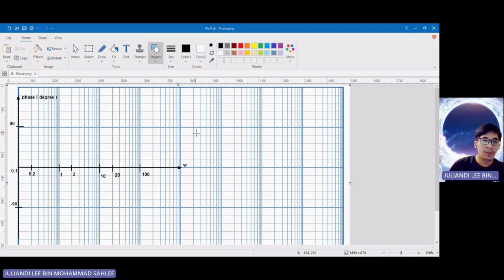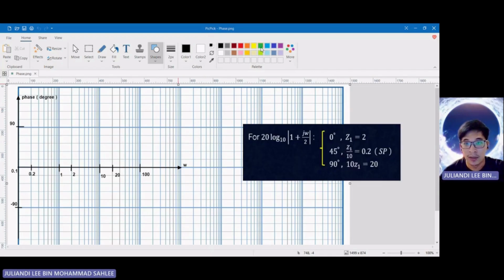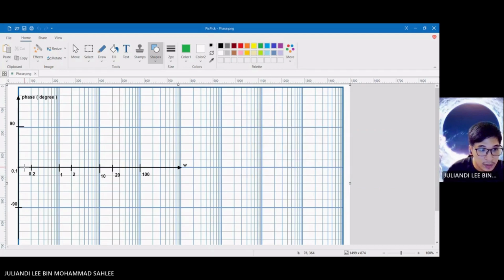For now, I will draw the graph for the phase. Here is the scale that I prepared earlier. For the first one, I will use the color green, which is 1 plus derivative over 2. If we start at 0.2, from there we'll pass with 2 until 20 at the 90 degrees. And then it will continue as a straight line until 100.